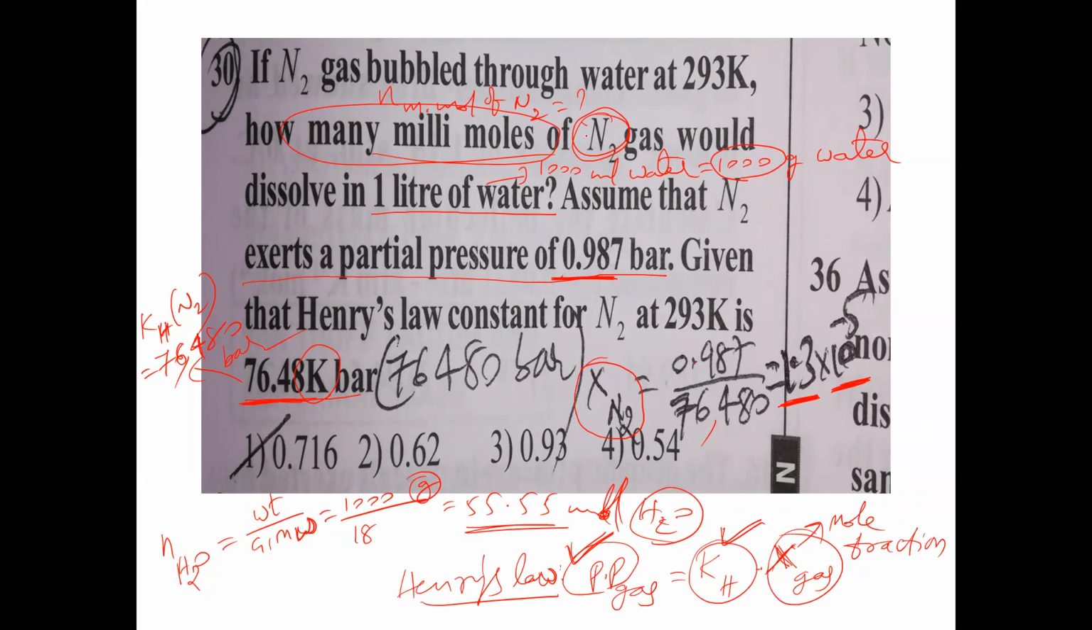Now when nitrogen is dissolved in water, nitrogen acts as what? Solute. And the water acts as what? Solvent. When nitrogen gas dissolves in water, nitrogen acts as solute and water acts as solvent. That's why here, what is the formula for X of nitrogen again? I'm erasing this one. Take a screenshot of this page once. I will erase everything. Yeah. Now see, listen.